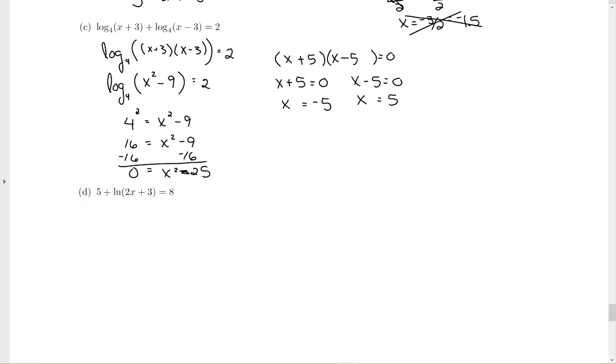Again, we've been a little suspicious of the negative answer, so let's try that one first. -5 minus 3. If I plug it right back in here to this second argument, it gives me a negative result. I don't have to check it any further. But if I take the positive 5, 5 minus 3, that's 2. 5 plus 3, that's 8. So as long as those answers are positive, we can use that as our solution.